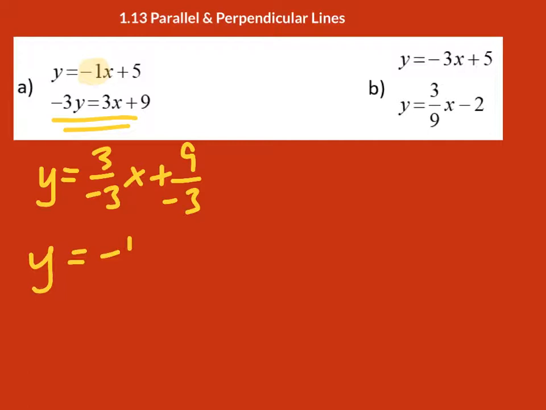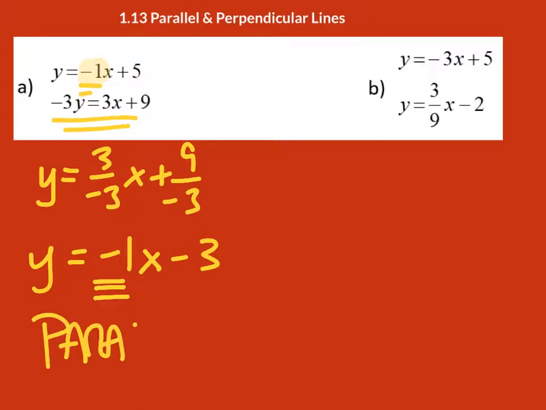And I get negative 1x minus 3. This is a negative 1. The original one was a negative 1. These are parallel to each other. Let's try the next one here.